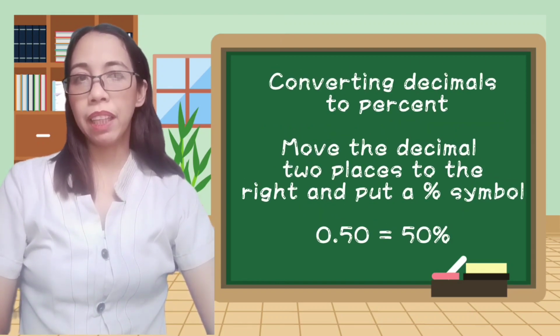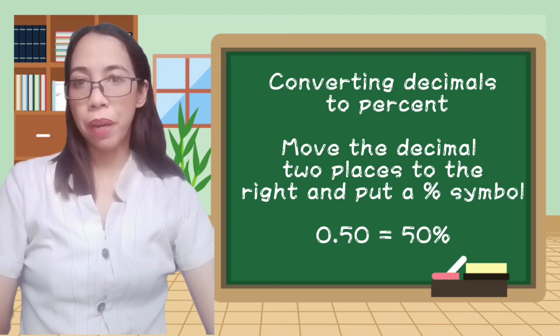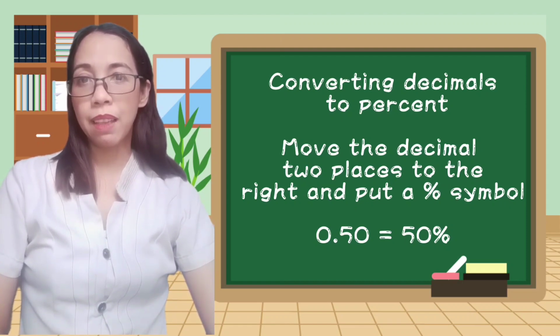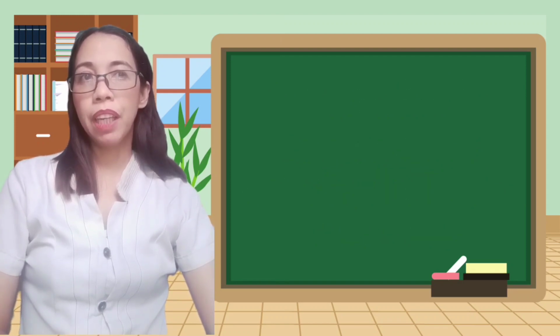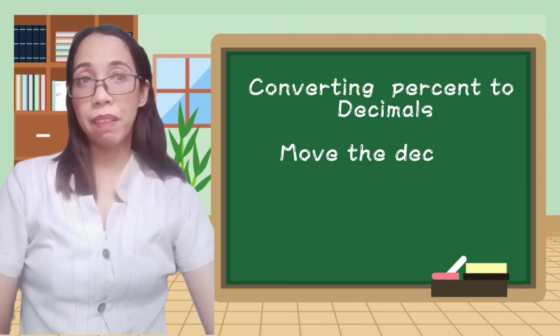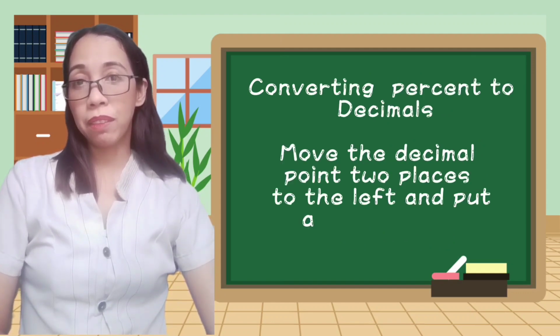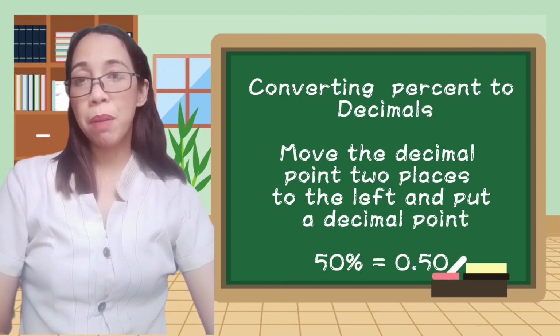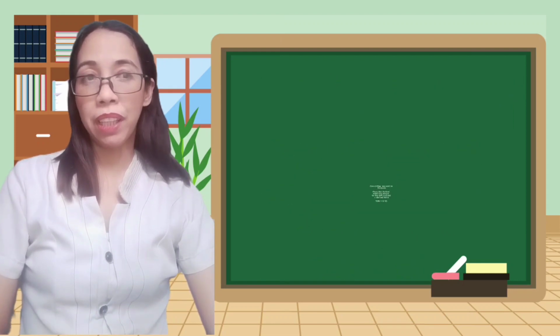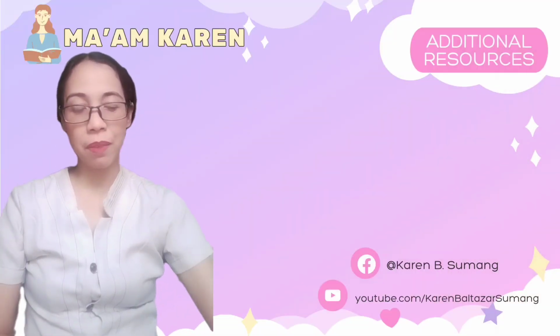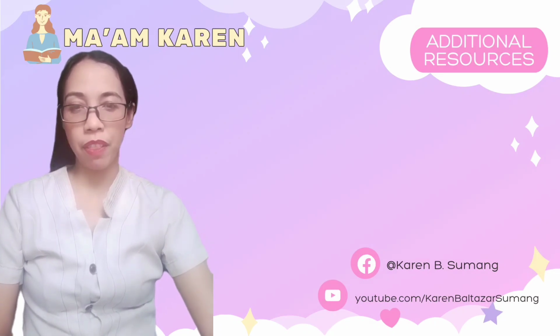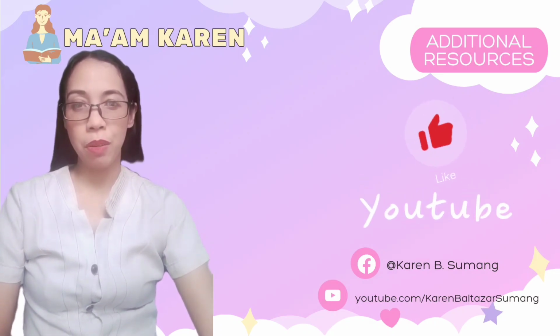Decimals to percent. In converting your decimals to percent, you will just move the decimal point 2 places to the right and put a percent symbol. Next will be converting percent to decimals. So in converting your percent to decimal, you just move the decimal point 2 places to the left and put a decimal point.